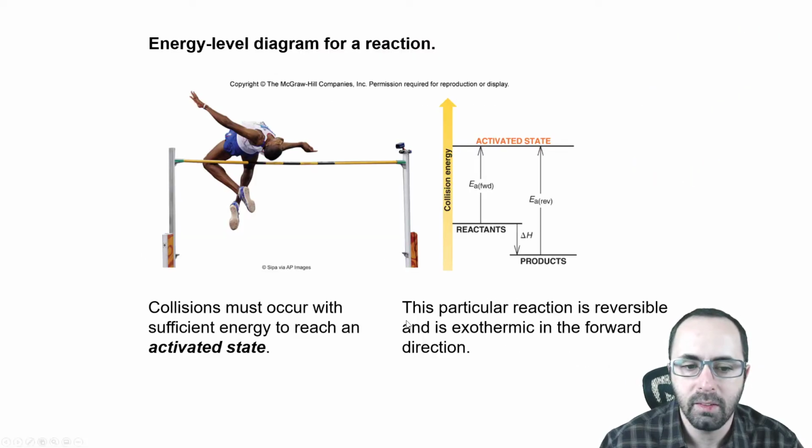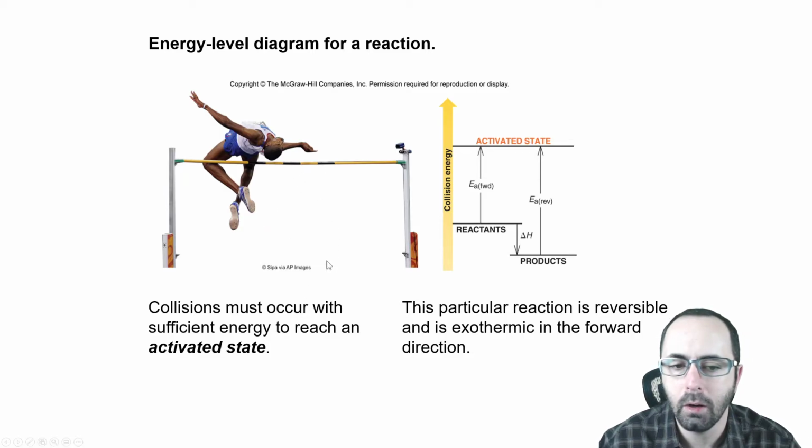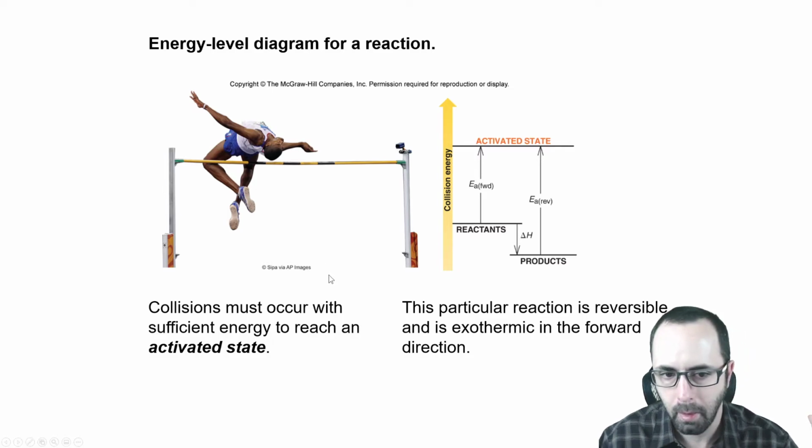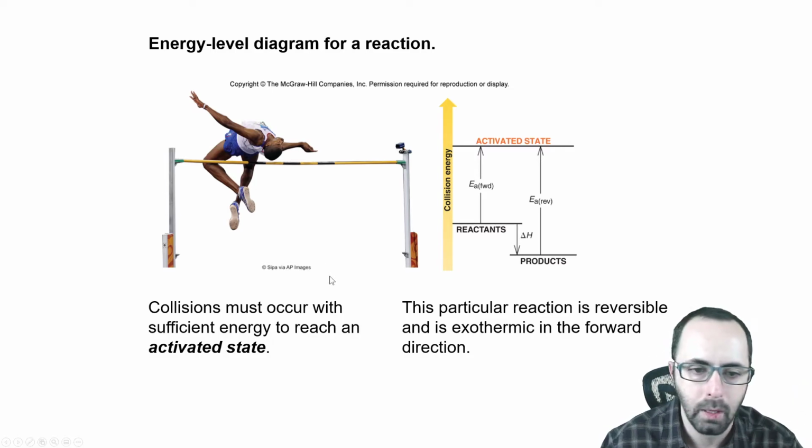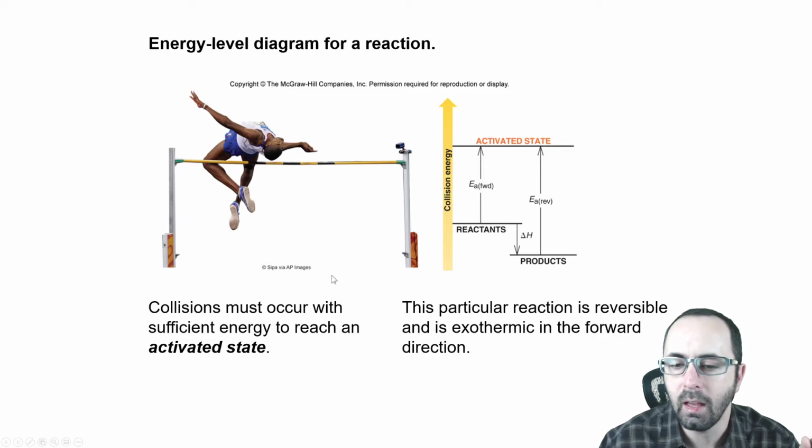So just like this high jumper here, if he does not hit that bar, if he doesn't make it over, it's a failed jump, right? And it does not give him any points, okay? The same is true for these molecules. If they hit each other with enough energy to get here, it's not enough. They'll just fall back down and make reactants. They have to hit each other with enough energy to get to the activated state and make the transition state. Then they can go and react and make the products.